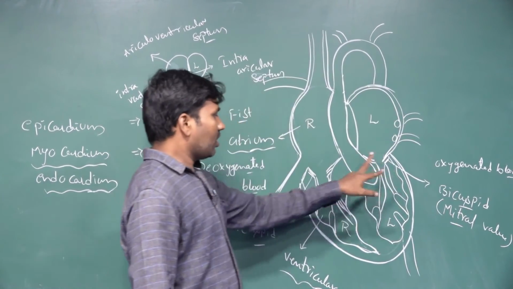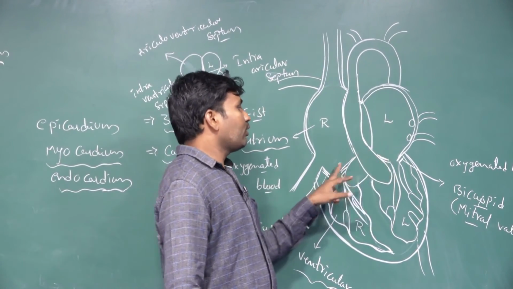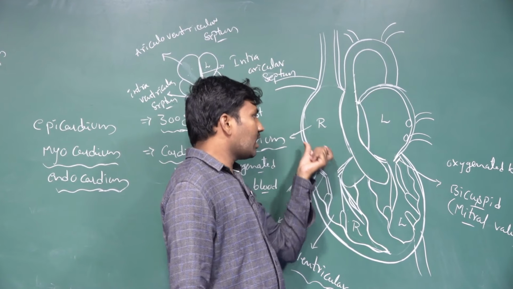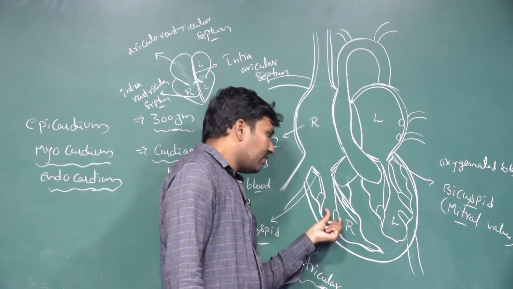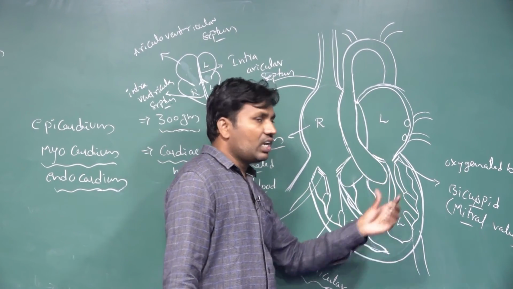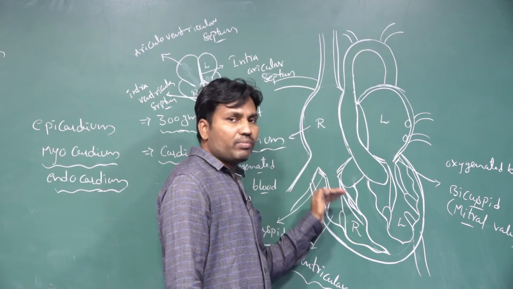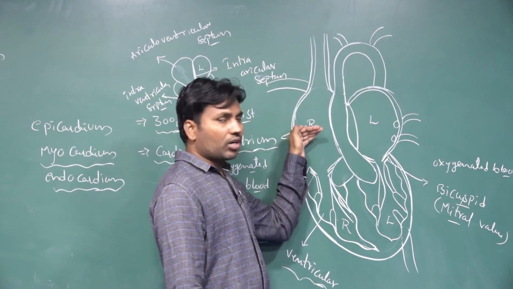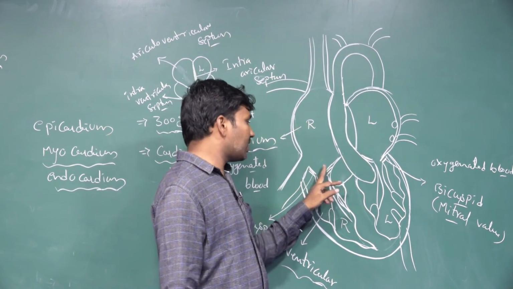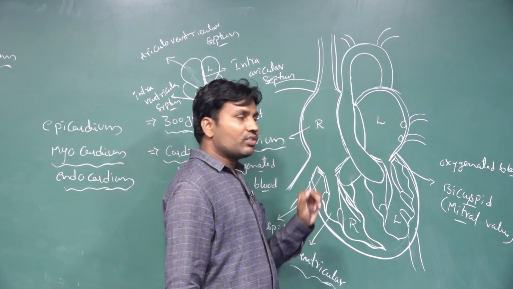So the bicuspid valve and the tricuspid valve guard the openings from the right auricle to the right ventricle, and from the left auricle to the left ventricle. They prevent the backflow of blood from the ventricle to the auricle again. This is the basic function of these two valves.